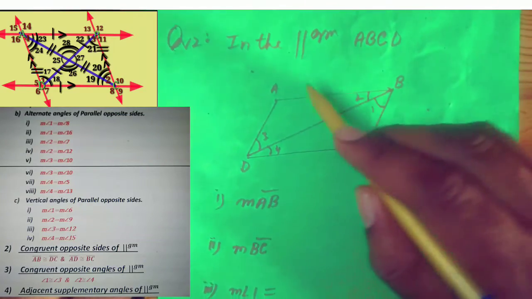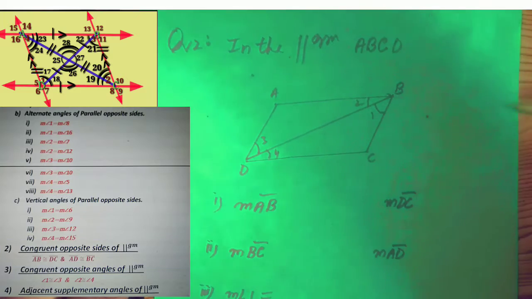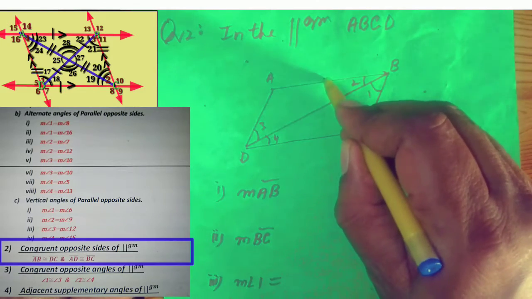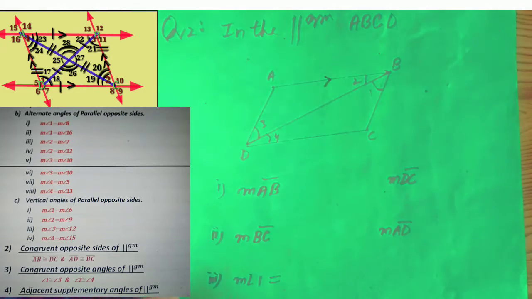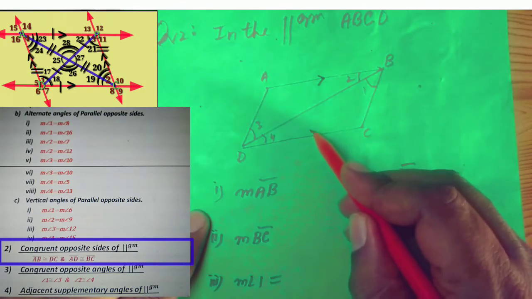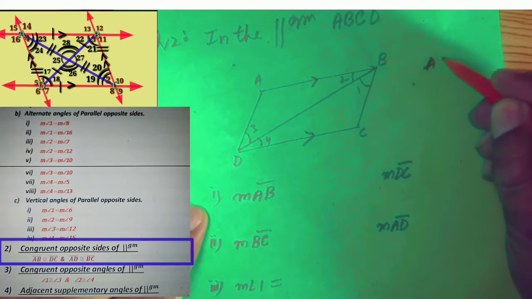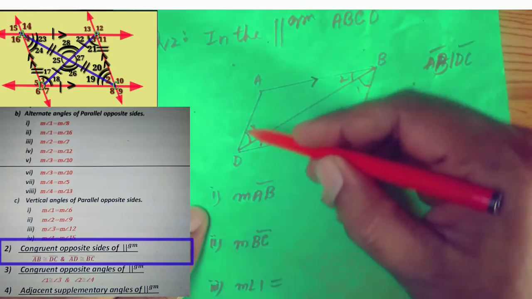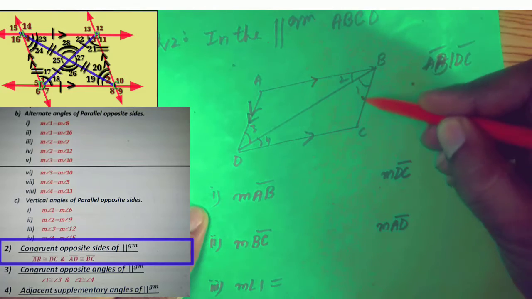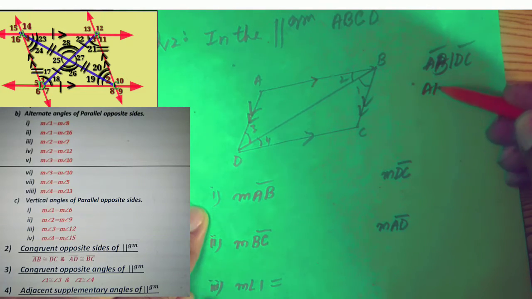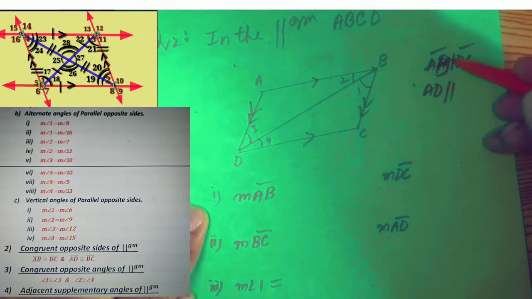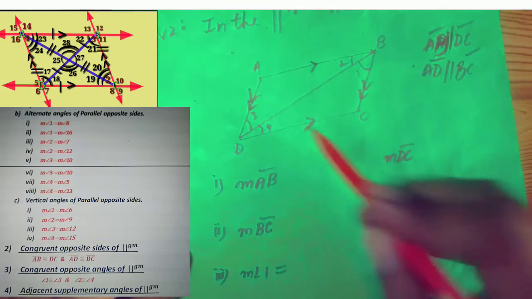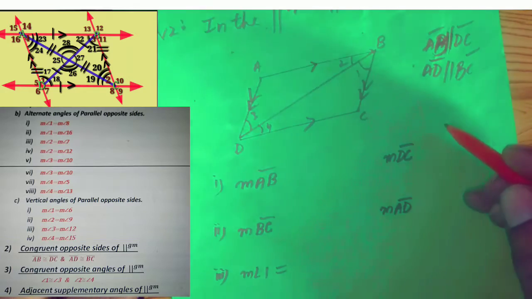In question 2, in a parallelogram ABCD, we know that a quadrilateral whose opposite sides are parallel means when AB is parallel to DC and AD is also parallel to BC, then ABCD will be a parallelogram.